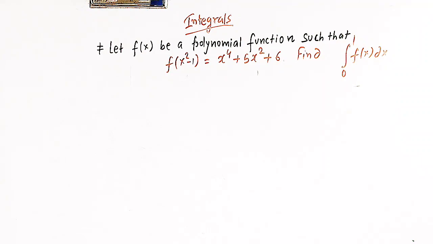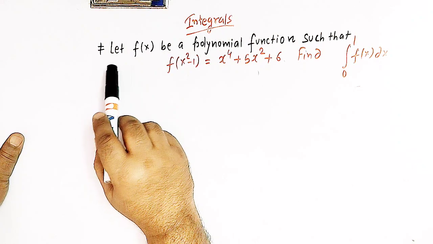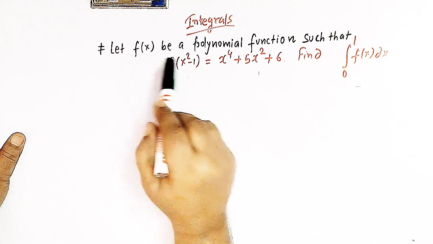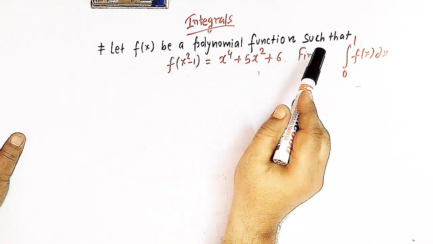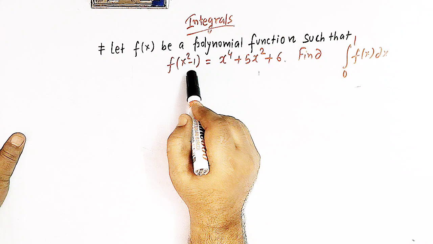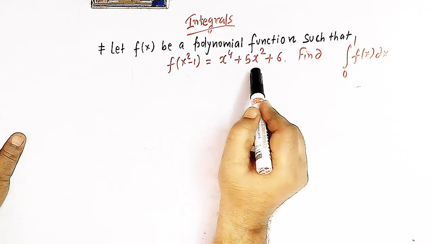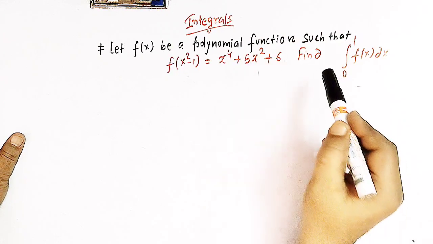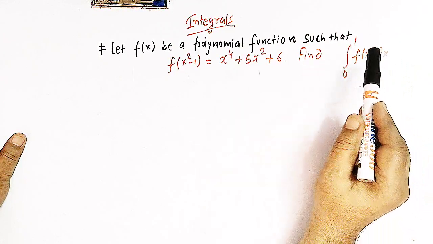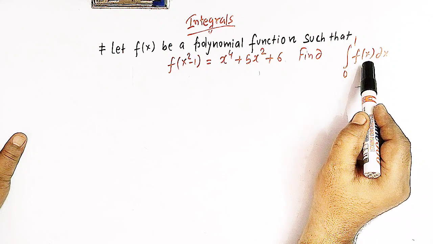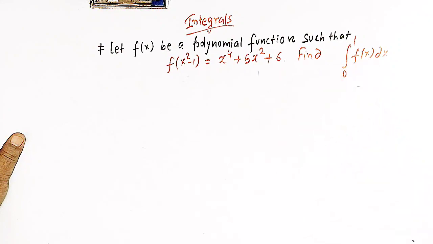Hello viewers, in today's session we are going to discuss another important and conceptual problem from integrals, right? Here we are given this problem in which f of x is a polynomial function such that f of x square minus 1 is equal to x raised to 4 plus 5x square plus 6, and we have to find the definite integral of f of x from 0 to 1, right?